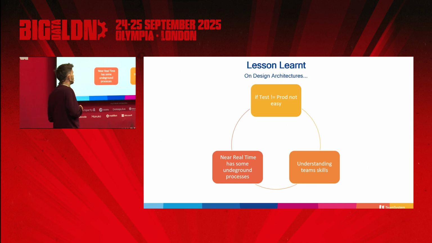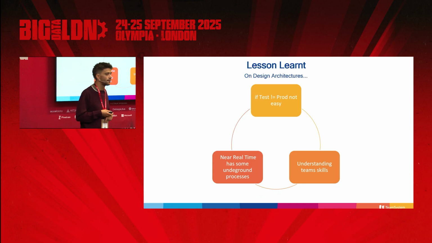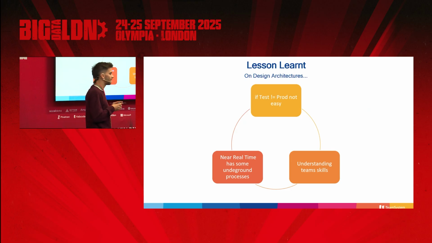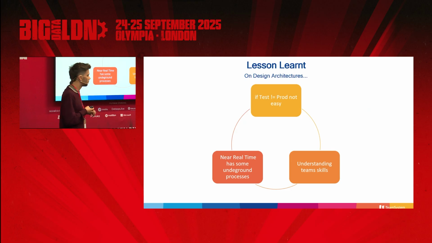And the third key point is that you need to understand at 100% the skills that you have inside your team, because the people inside your team will be the people that will maintain the infrastructure. So when you are designing an architecture, you need to pay attention to which skills you have.